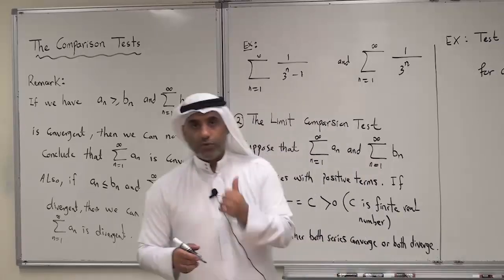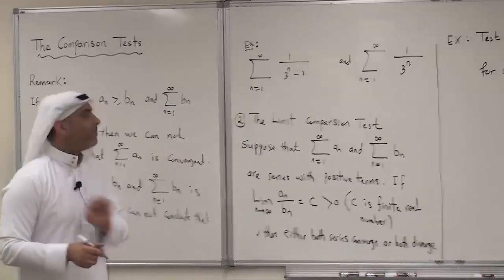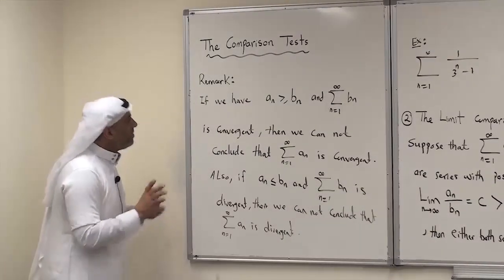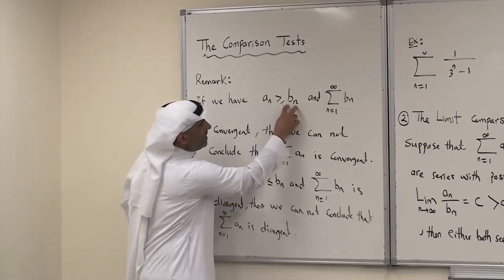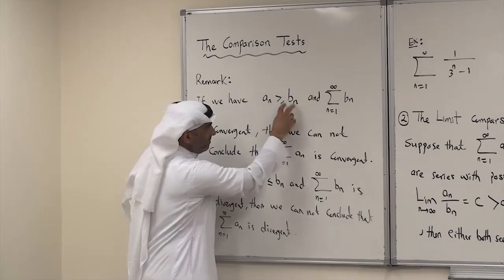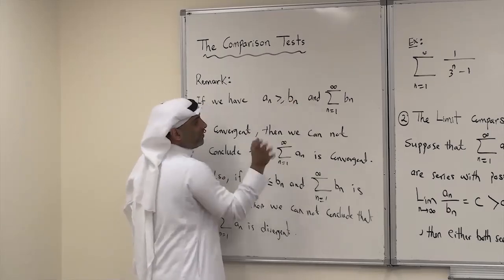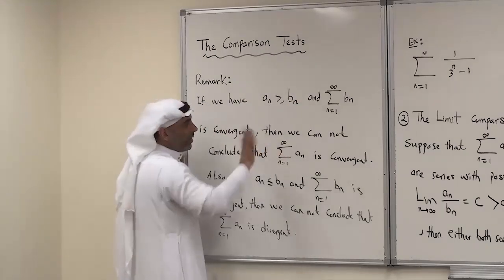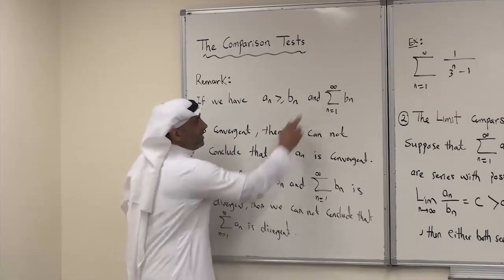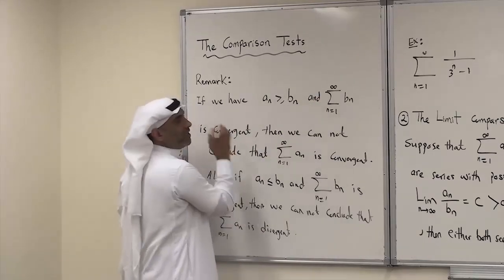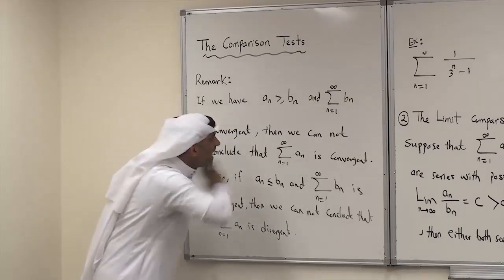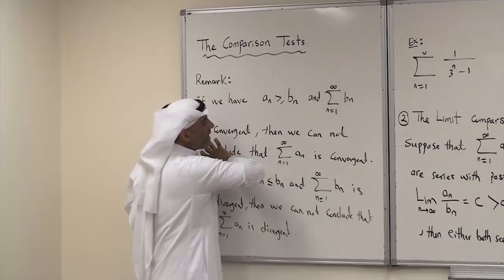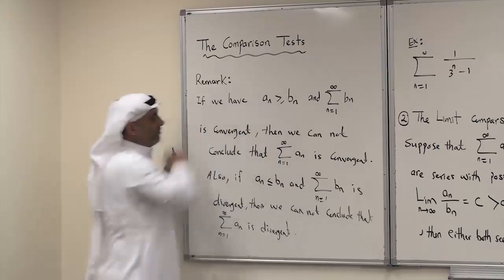Now before we move to the limit comparison test, I have a small remark about the comparison test. Be careful here. If a_n is larger than b_n, and these are with positive terms for sure, all our work here is with positive terms, and the series of b_n is convergent, meaning the smaller series is convergent, we cannot say anything about the larger one. We cannot say that the larger one is convergent.